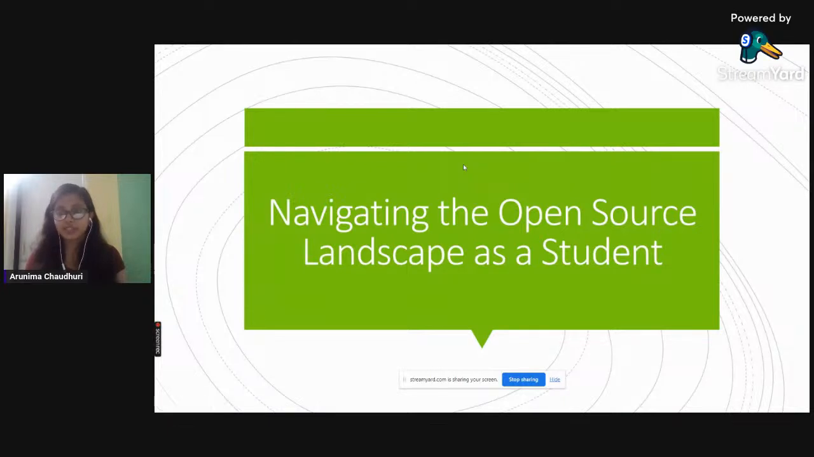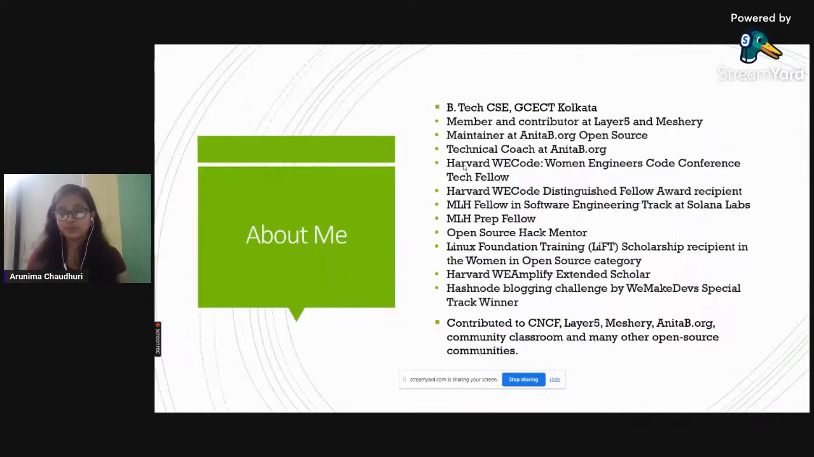Today I will be speaking on navigating the world of open source as a student. Starting with a bit of introduction about me, I am a final year student pursuing my BTech from GCCT Kolkata, and I'm a member and contributor at Layer5 and Meshery. I'm also a maintainer at anitab.org open source and a technical coach there as well.